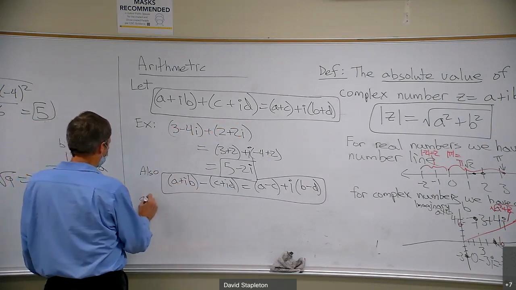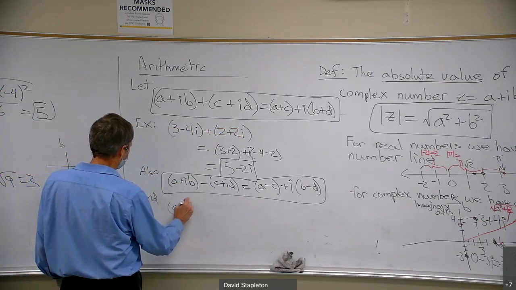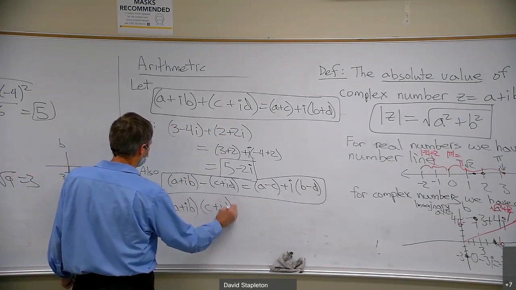And what about products? What if I want to take a plus ib times c plus id? What do you think we should do? It's real easy.